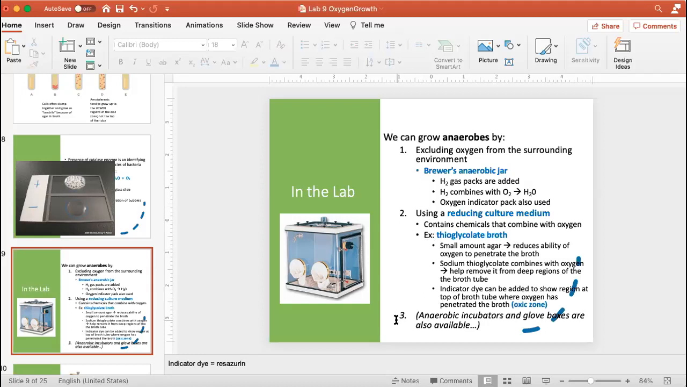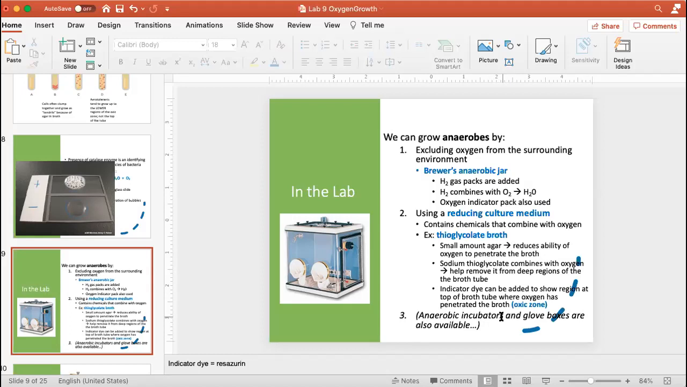The third way that we can grow anaerobes, we have the Brewer's jar, we have thioglycolate, and we also have special anaerobic incubators on the market, as well as glove boxes. Now, anaerobic incubators are very expensive. If you think about it, this is an incubator that has to be able to keep oxygen out. So super expensive, tens of thousands of dollars for these. You won't find anaerobic incubators in most microbiology labs. It's just not worth the money.